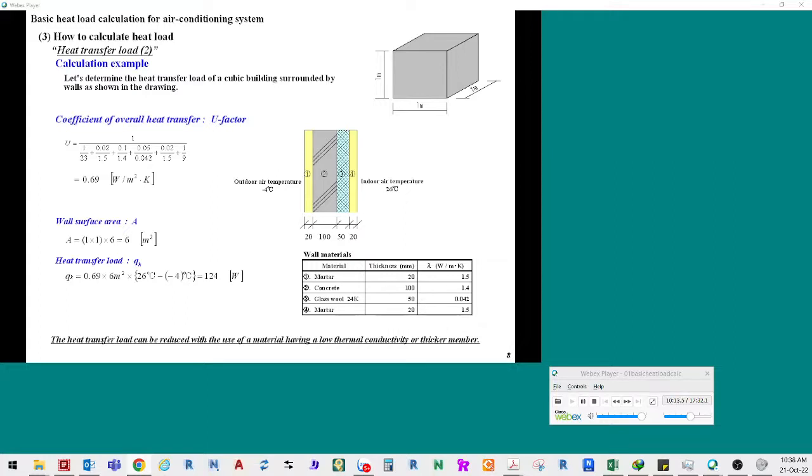So, the heat transfer load can be reduced with the use of a material having a low thermal conductivity or a thicker member.